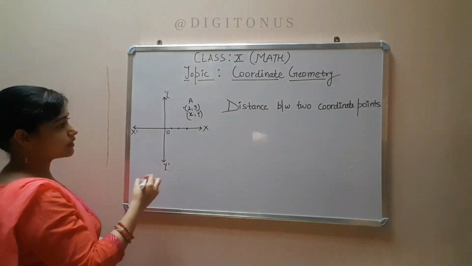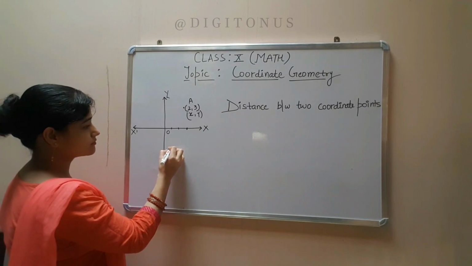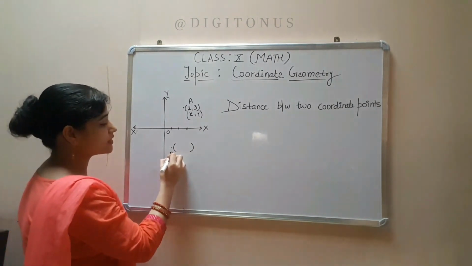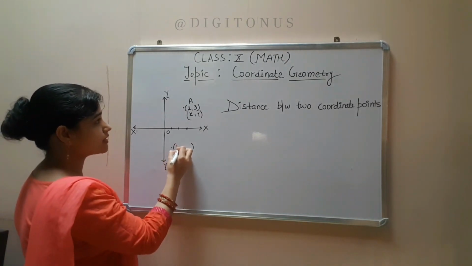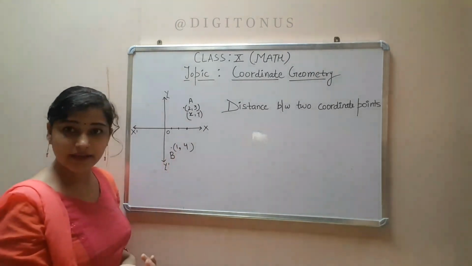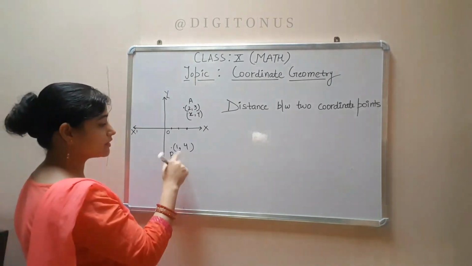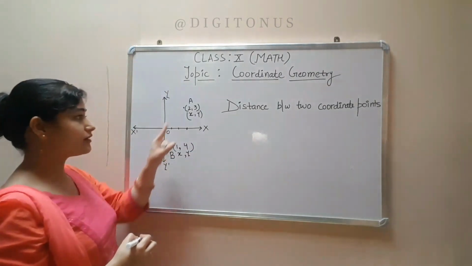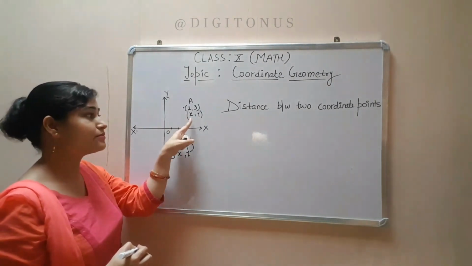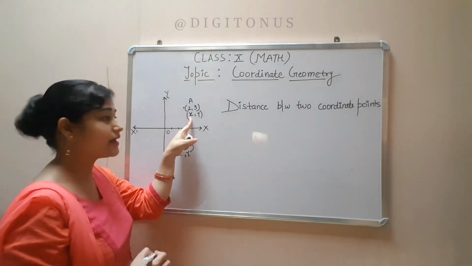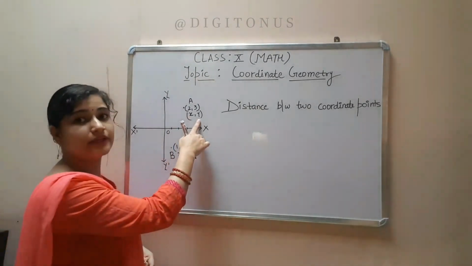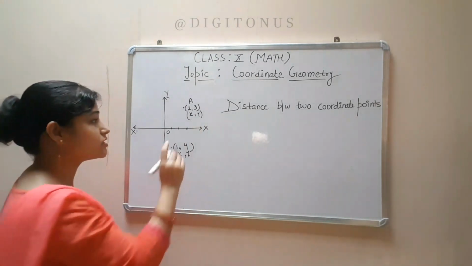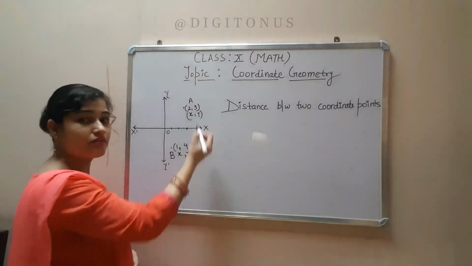And one more coordinate point is here, and the value of this coordinate point B is 1 and 4. Again, if we don't know the value of this coordinate point, we will write x and y, because you all know that the first coordinate, the abscissa, is always denoted by x, and the second coordinate, the ordinate, is always denoted by y. We cannot change the order. First one is always x and the second one is always y.